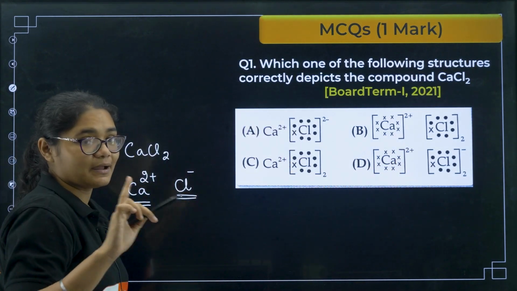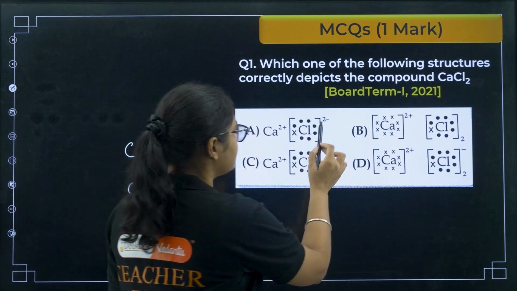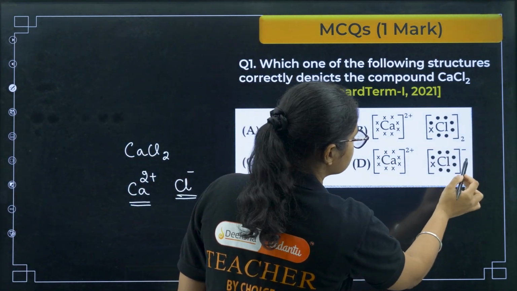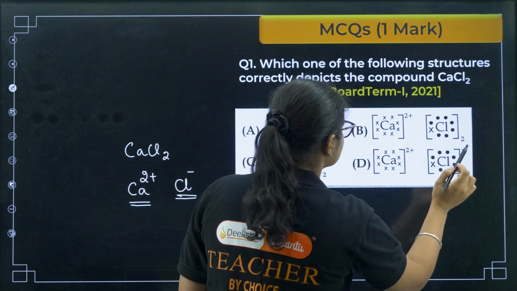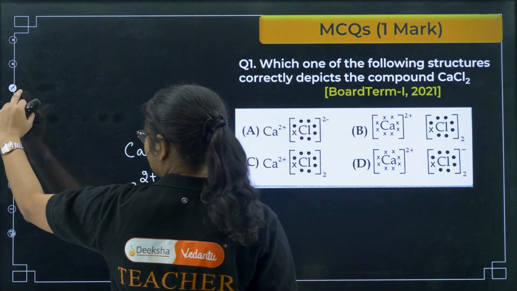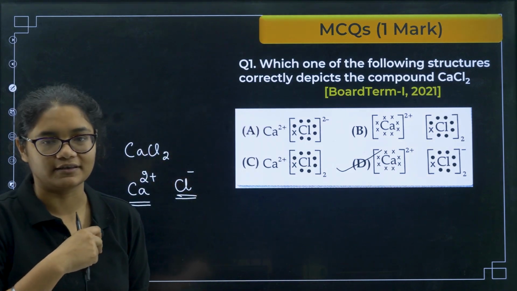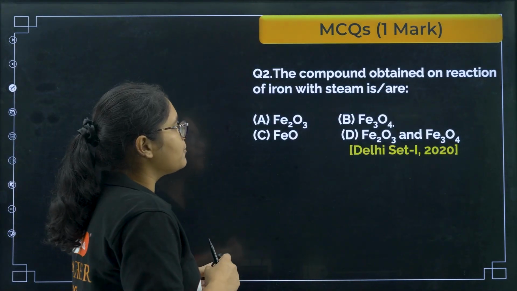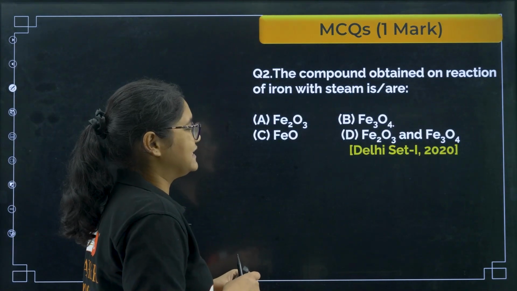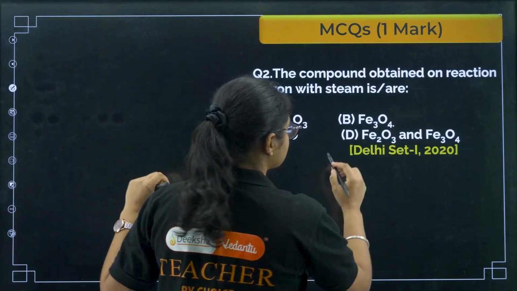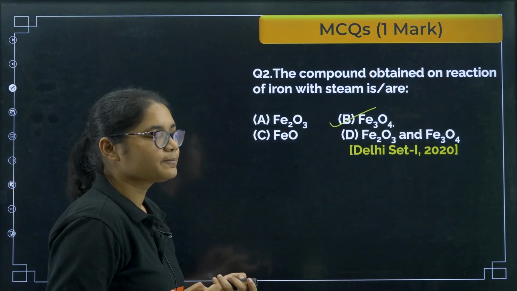Now chlorine has minus 1 charge. Okay, so here it is 2 minus, here it is 2, here it is 2, here it is 2, but here it is minus charge, right? So that is why this is the correct statement, or you can say the correct structure. So option number D is the correct answer here. Next, the compound obtained on reaction of iron with steam is, okay, so when you react iron with steam we get Fe3O4, so the correct answer is option number B.